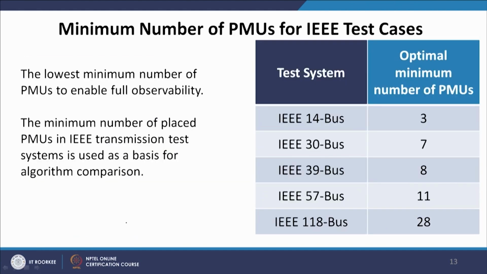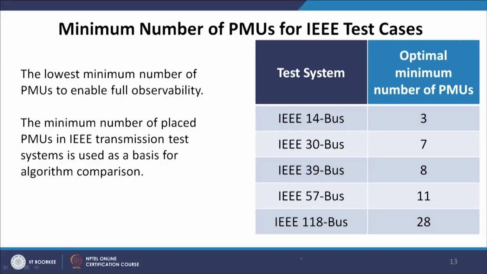Now, if you get into the number of PMUs for IEEE test systems, we look at the lowest minimum number of PMUs to enable complete observability. Please try to understand: if you have an n bus system, to have complete observability of all those n buses, how many minimum PMUs are required? The minimum number of PMUs placed in IEEE transmission test systems is used as the basis for algorithm comparison.